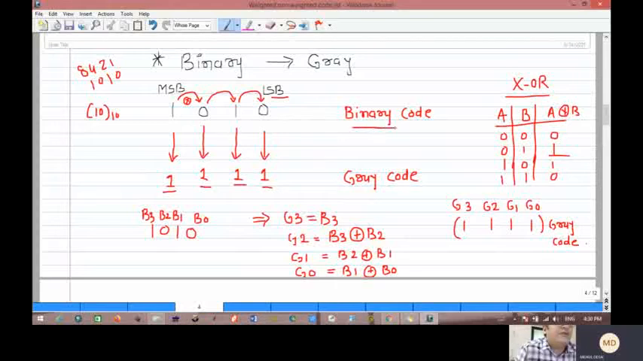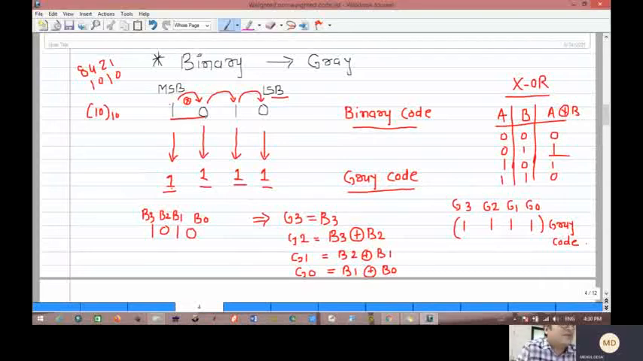So this one is binary code and this is gray code. How are we converting? Suppose 1010, its weights are named B3, B2, B1, B0. Then the equivalent G3, G2, G1, G0, how do we convert? G3 is nothing but B3. Now G2 is nothing but B3 XOR B2. G1 is nothing but B2 XOR B1, and G0 equals B1 XOR B0.